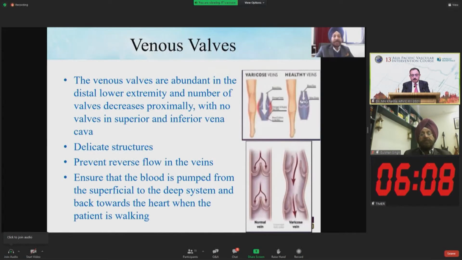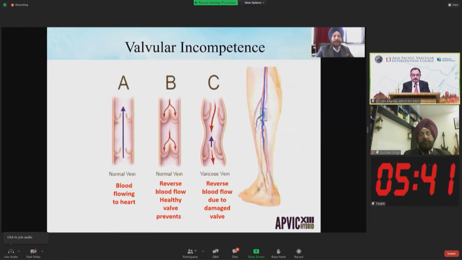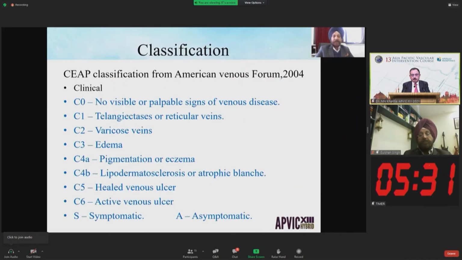What about the venous valves? The venous valves are abundant in the distal lower extremity, and the number of valves decreases proximally with no valves in the superior and inferior vena cava. They are delicate structures and prevent the reverse flow in the veins. These ensure that the blood is pumped from the superficial to the deep venous system and back toward the heart when the patient is walking. This is just a diagrammatic representation showing a normal vein and a reverse blood flow due to the damaged vein, which leads to the dilatation of the veins.